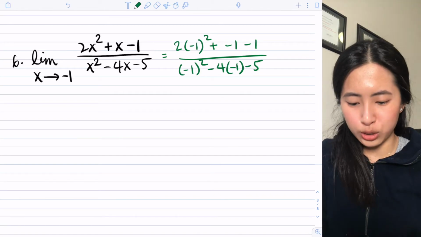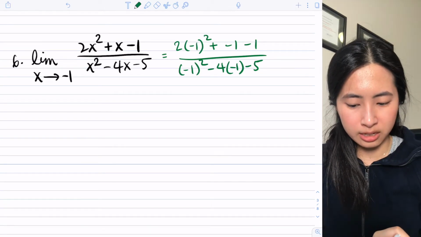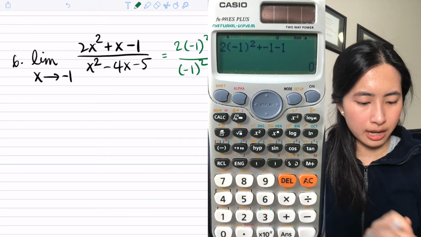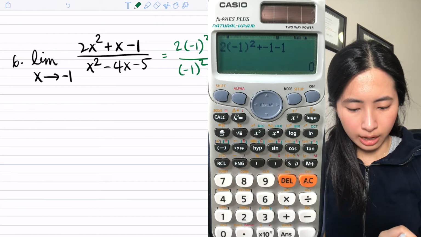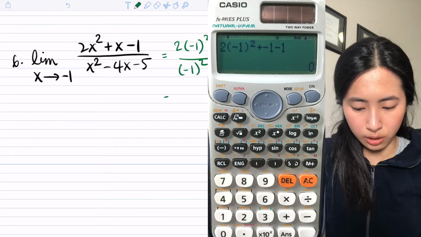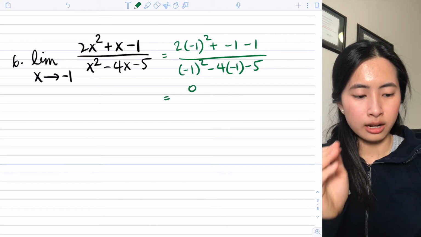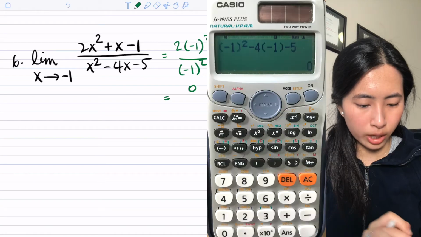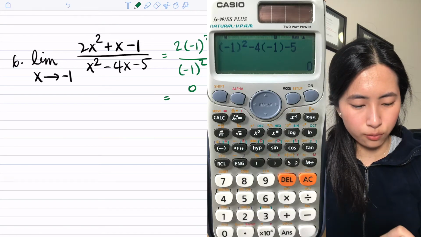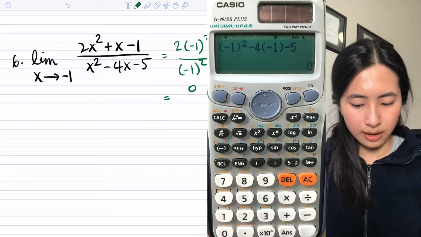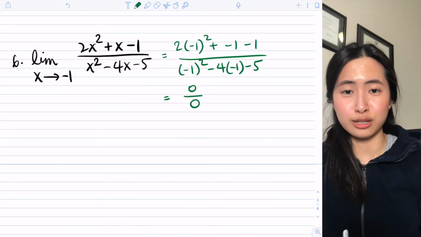So all you do is you plug in -1, and solve for your numerator first. So you have 2 times -1 squared, plus -1 minus 1. This gives us 0 for our numerator. And then solve for your denominator. So you have -1 squared, minus 4 times -1, minus 5. And this gives us 0. So as you can see, it's an indeterminate form.